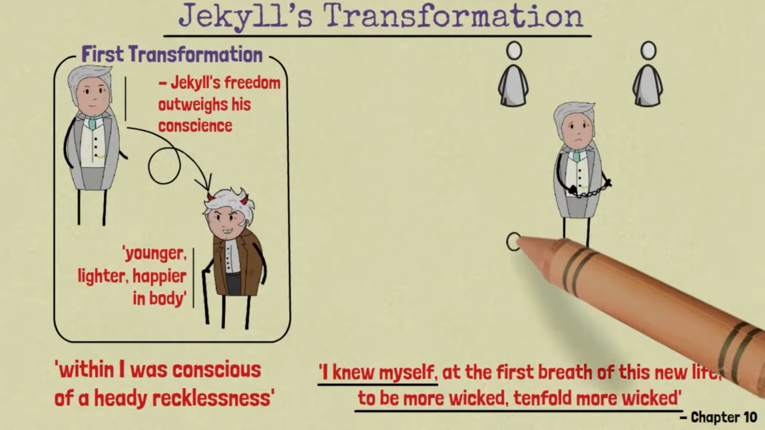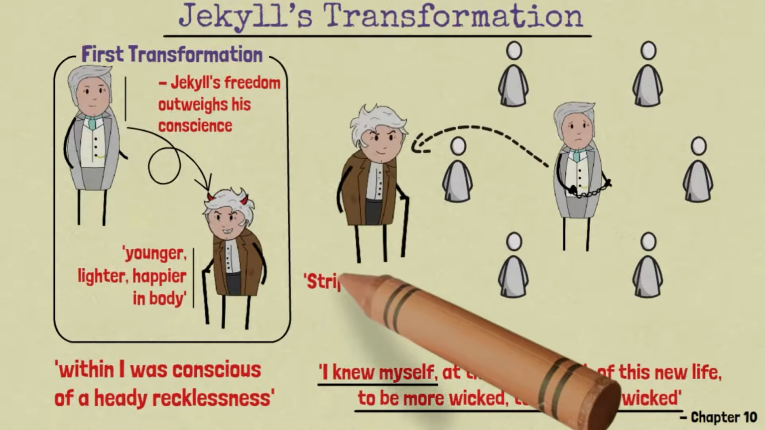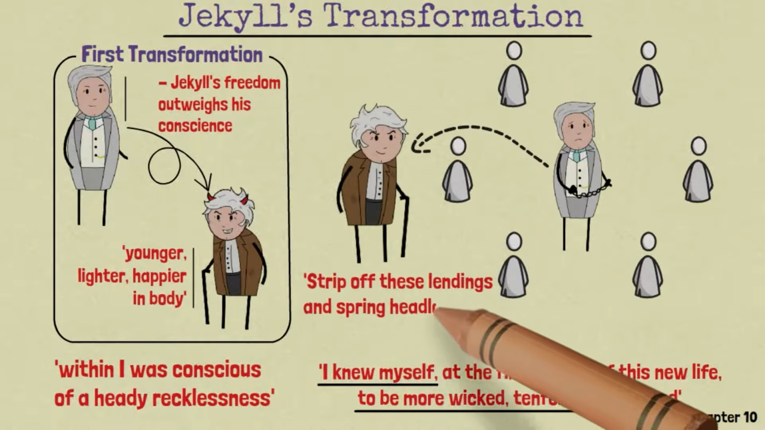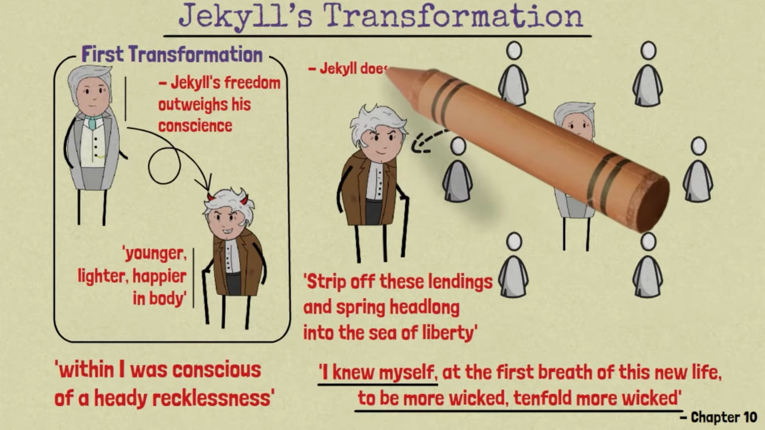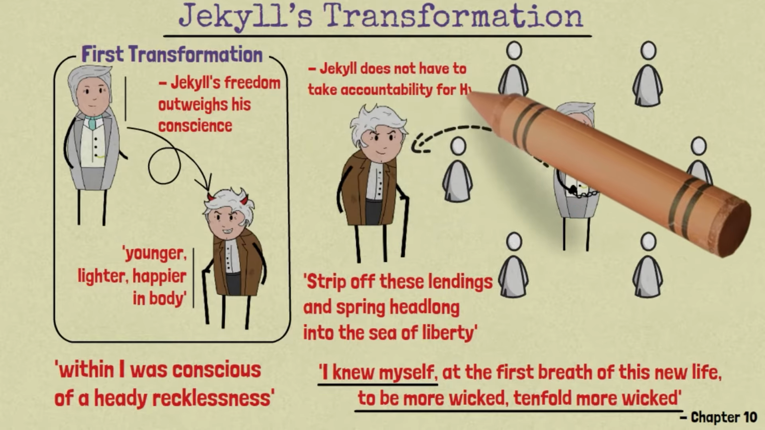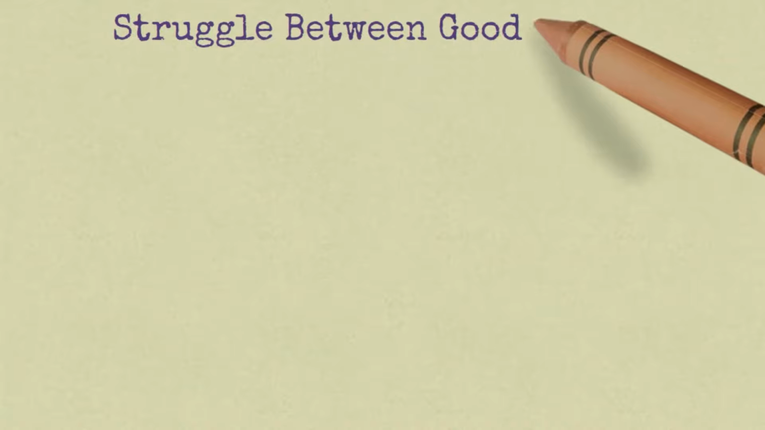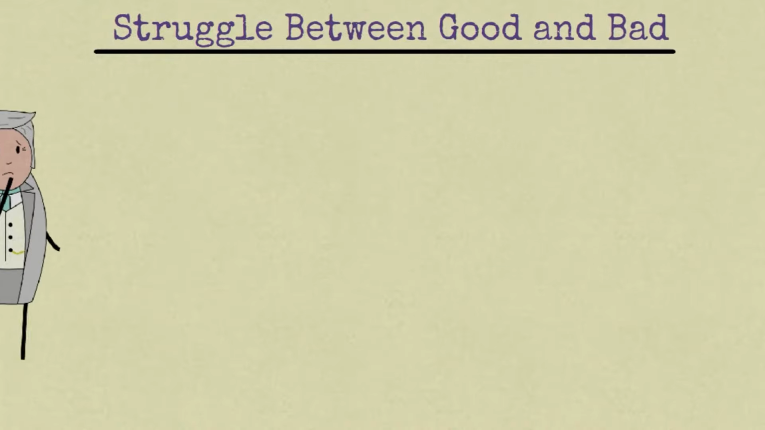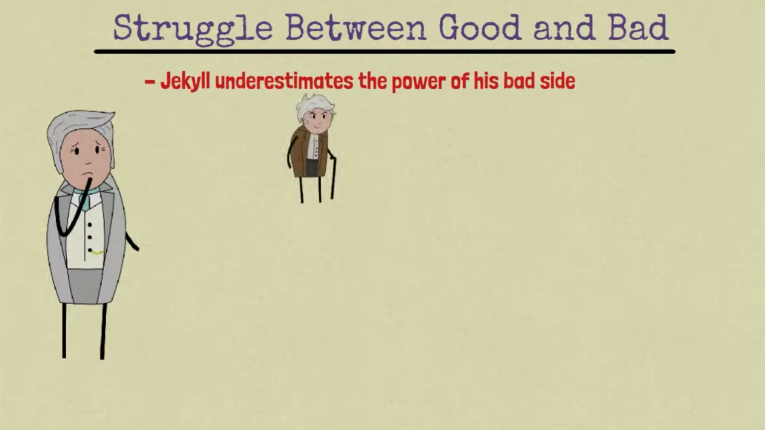Because Jekyll has felt restricted by society his whole life, his new persona allows him to "strip off these lendings and spring headlong into the sea of liberty," whenever he chooses. And even better, he never has to take accountability for the actions of Hyde since they look so different physically. At first, this seems to be the perfect solution for Jekyll's inner duality, but we soon find out that he vastly underestimates the power of his evil twin.